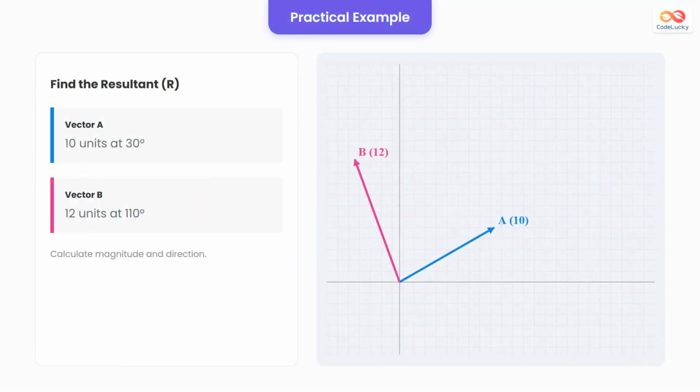Let's apply this to a real example. We have vector A with a magnitude of 10 units at 30 degrees, and vector B with a magnitude of 12 units at 110 degrees. We need to find the single resultant vector that replaces these two.